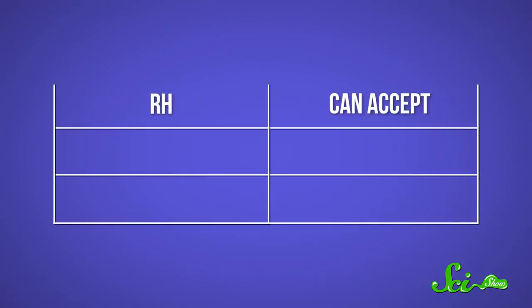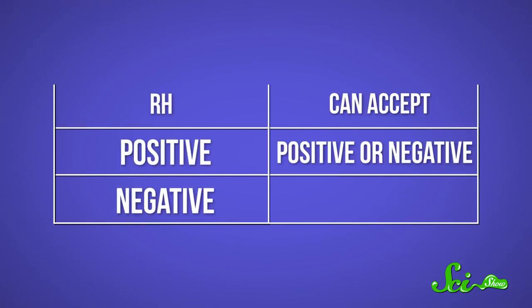And as for the RH antigens, people with positive blood types can accept either positive or negative blood. But negative types are safest taking only negative blood, because while they can tolerate positive blood, they can do it only once. After that, they'll form antibodies against the RH antigens that they received, which means they can never accept positive blood again. The human body is so weird.